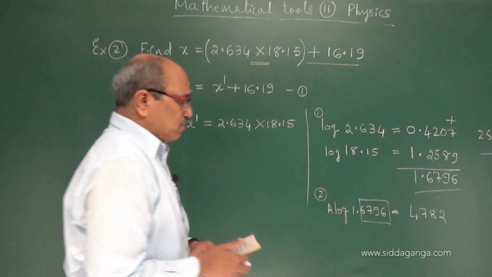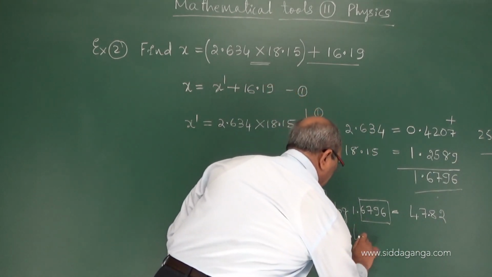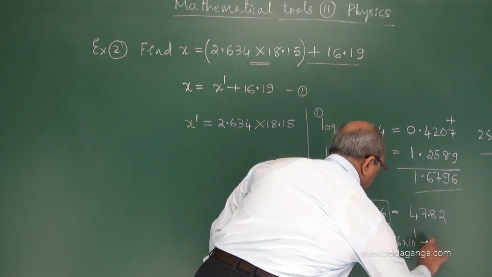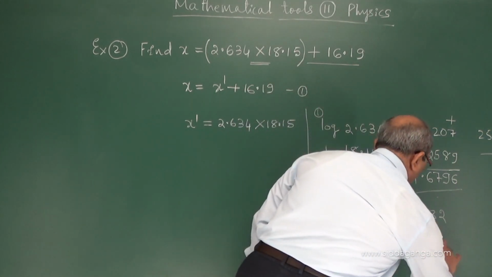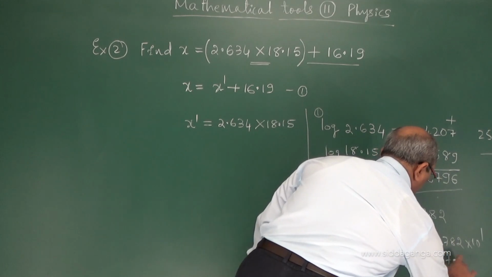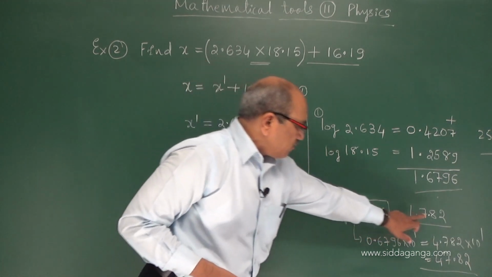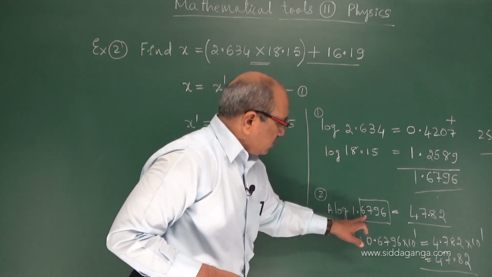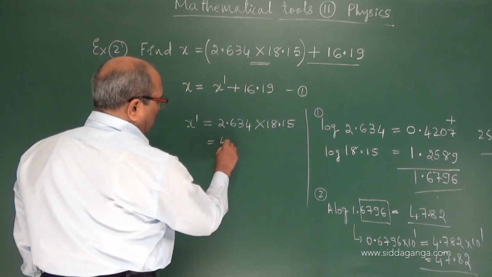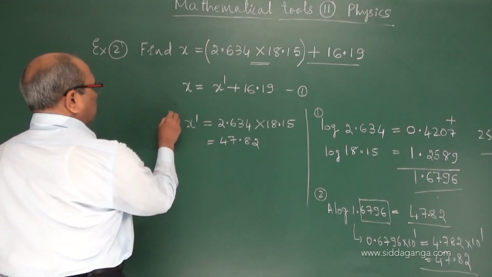Where I have to put the decimal point, I told you two methods. Already, one after 2 digits, or you can write it as 0.6796 into 10 power 1, and seeing that you will get 4.782 multiplied by 10 power 1, which is nothing but 47.82. Either method, directly knowing one after 2 digits, or writing 0 point something with power 10 raised, you find the value. So in both cases, you got the answer as 47.82. So this first step is over.